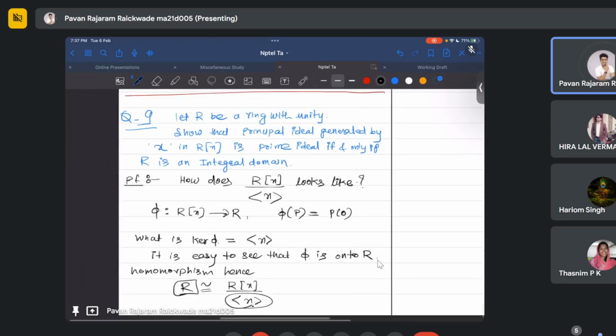Is there any doubt? No, sir. Yeah, and if I want to extend the same question, I'll ask when is ideal generated by X a maximal ideal? Yeah, the answer will be when R is a field. Yes? Yes, sir. Okay.